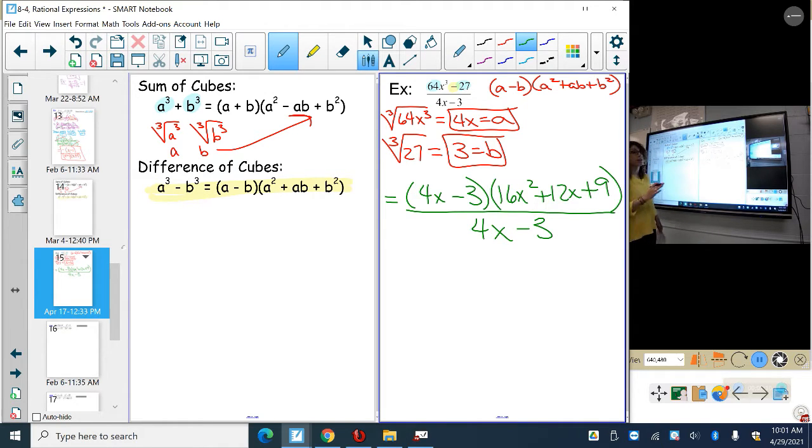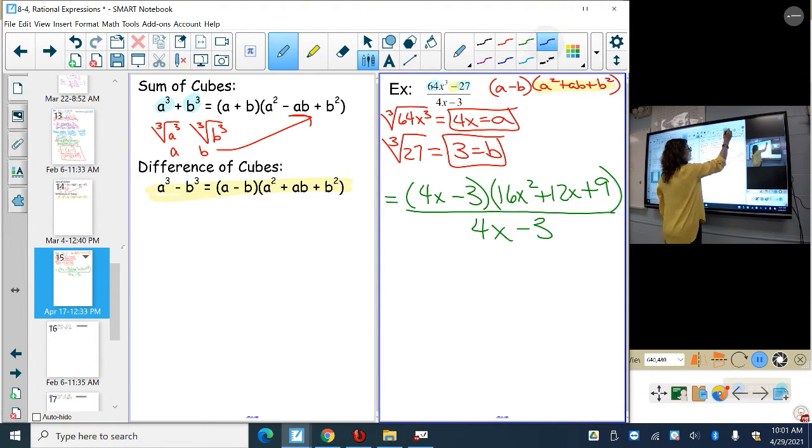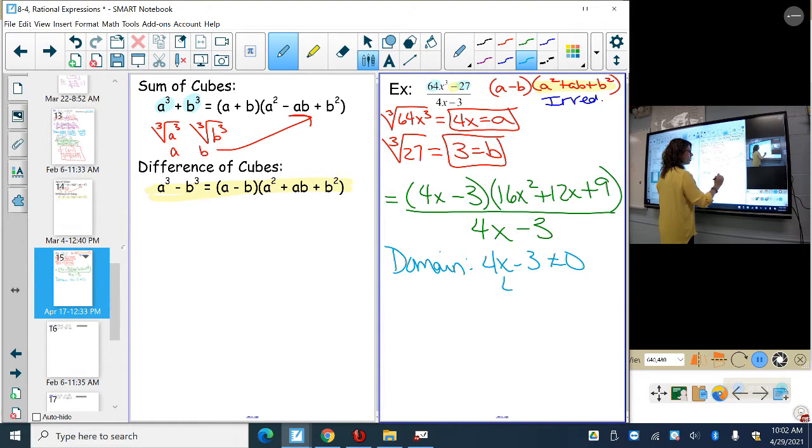When you apply this formula, this part right here is irreducible. I repeat, this part right here is irreducible. You cannot go any further with it, okay? So, with that being said, I want to find my domain restrictions. So my domain restrictions is 4x minus 3 cannot be 0. 4x cannot be 3, so x cannot be 3/4.